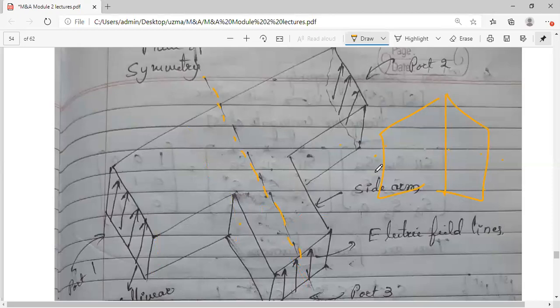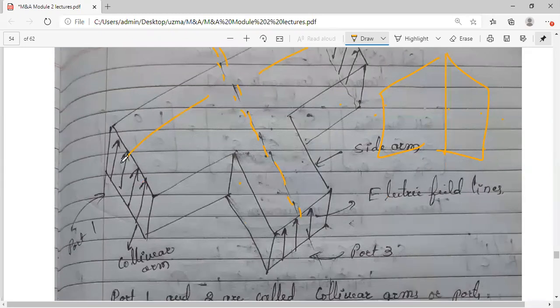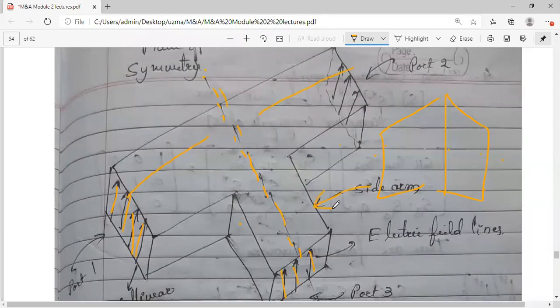Here also there exists a plane of symmetry for H plane T junction. You can see this is your center axis. If you fold the structure, you have both sides, every dimension, every shape is the same. So if you fold it, they are put one on the other. And these lines, what I have drawn, these are the field lines. This is your side arm.